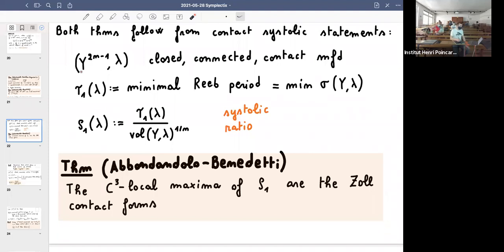Here it says the following thing. So you have a closed connected contact manifold of dimension 2n minus 1. I call it Y, with contact form lambda. And let me call tau_1 of lambda the systole, what before was the first capacity. But here we're not talking about convex spheres. This is a general contact manifold. So tau_1 of lambda, once again, is the systole of the contact form, namely the period of the shortest Reeb orbit.